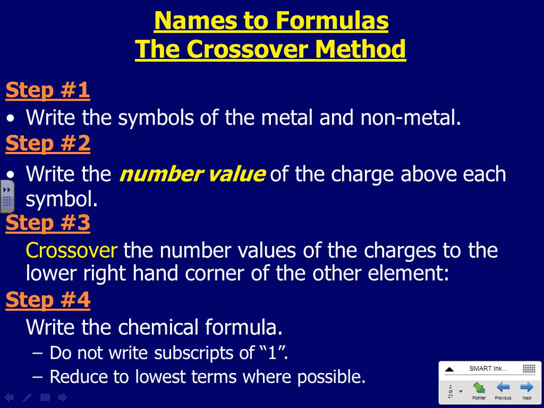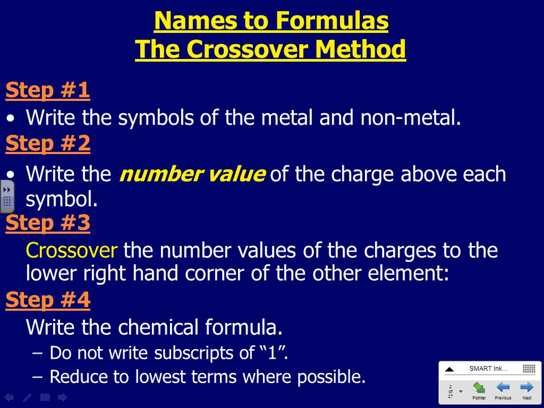Write the number value of the charge above the symbol. I typically even include the sign of the charge. I'll even write down a -1, but I know when I cross it over, I just ignore the negative, because we can't have negative atoms. Cross over the number values of the charges to the lower right-hand corner of each element. In other words, we cross them over to make them become subscripts. That number now designates how many atoms of that type are needed.